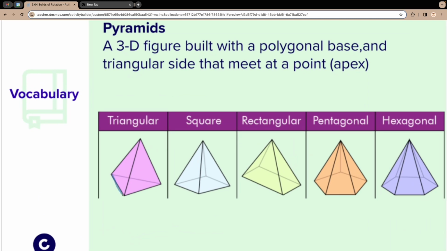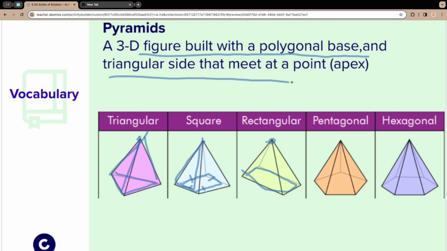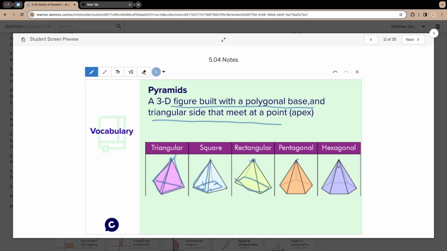So if the base is a triangle and comes to a point, that's a triangular pyramid. If the base is a square, let's say all those sides were equal and it came to a point, that is a square pyramid. If the base is a rectangle and it comes to a point, it's a rectangular pyramid. So it's a 3D shape with a base, triangular sides that meet at a point. It's called a pyramid. You've probably seen them in Egypt, you know.